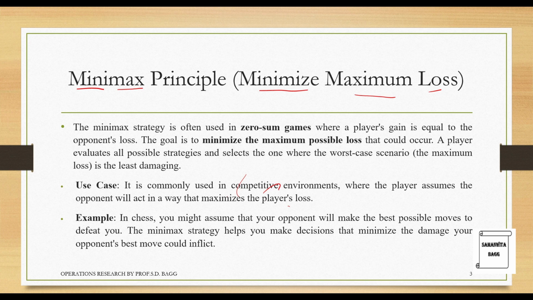So what you do is in chess, you know that your opponent will always try to take the strategy which will defeat you. So at every stage, what you do is you analyze the maximum loss that is possible and you try to make that move such that even if you lose on certain moves, you are not losing the entire game. That is the basic idea of Minimax principle.